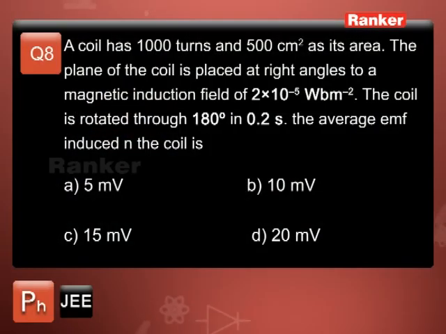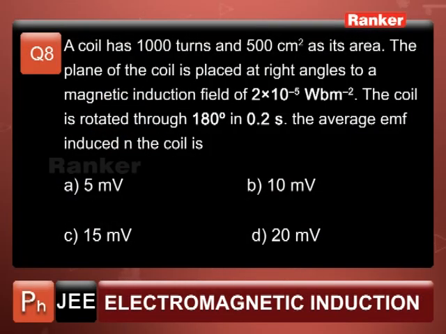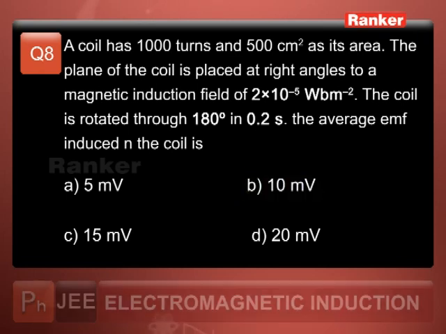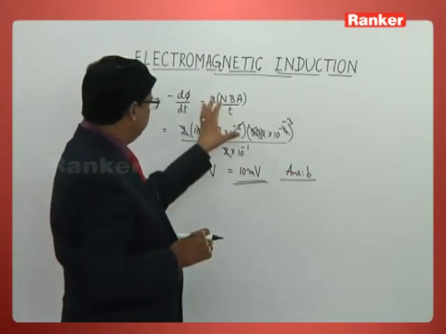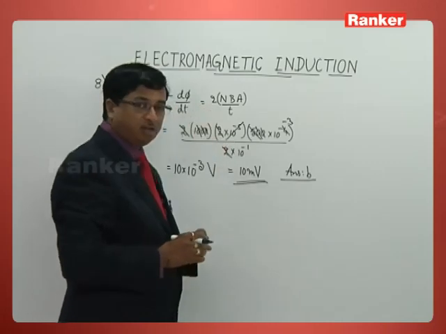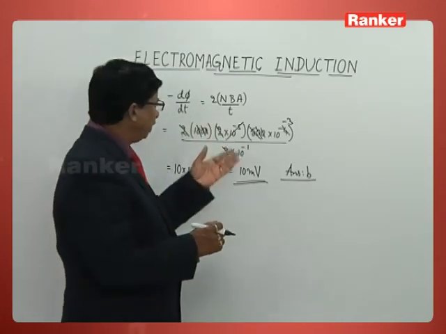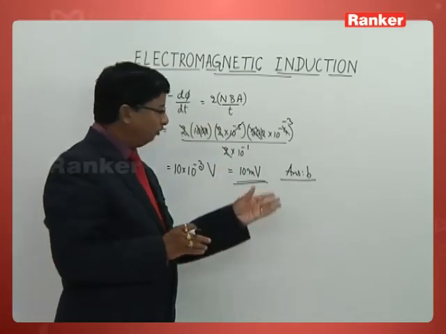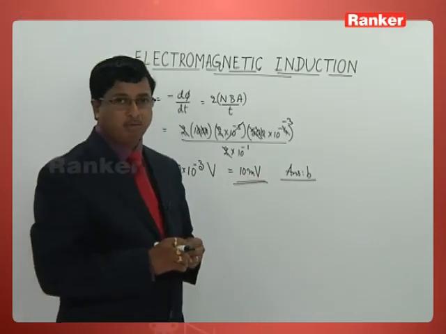Out of the 4 options given, the first option is 5 millivolt, the second is 10 millivolt, the third one is 15 millivolt, and the fourth one is 20 millivolt. Out of them, the second one is the right option for this particular problem. So the answer for this one is simply B. We have already discussed one model like this earlier, but there we calculated current. Now here we are calculating the value of EMF.